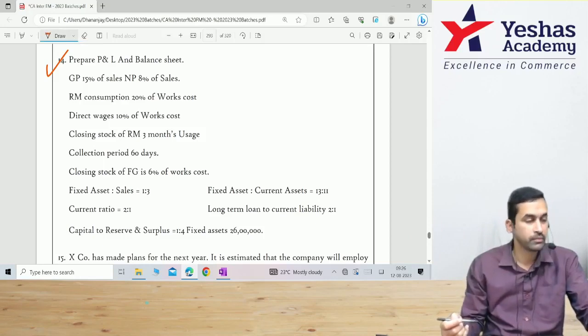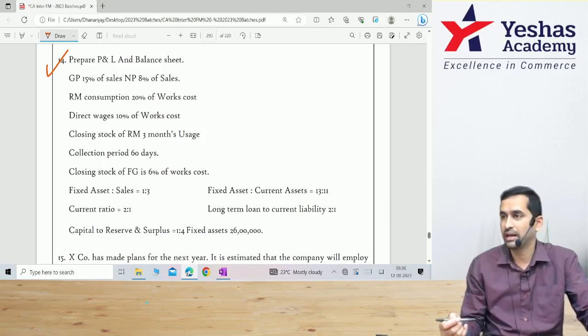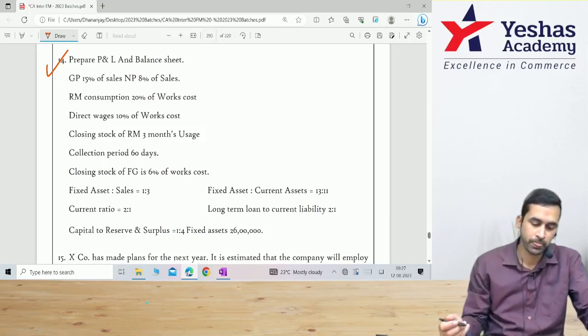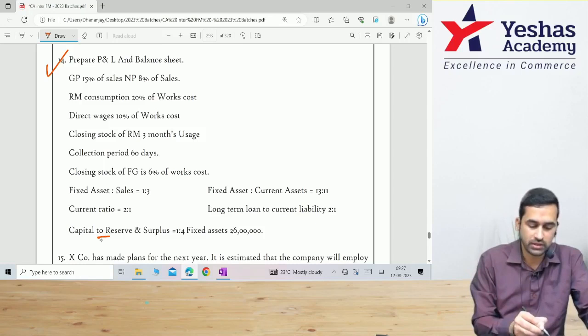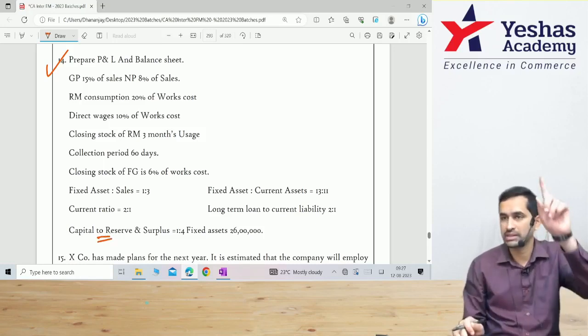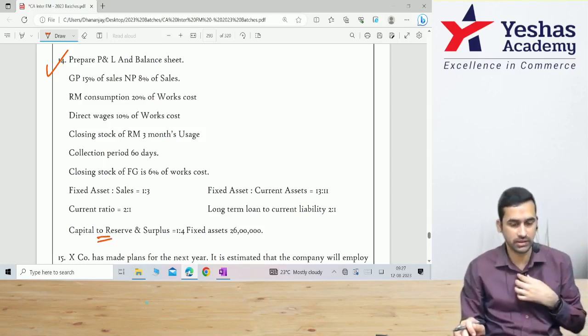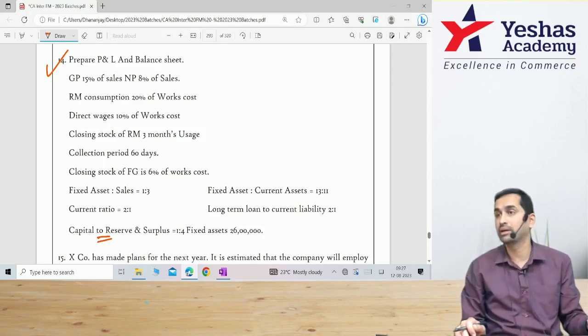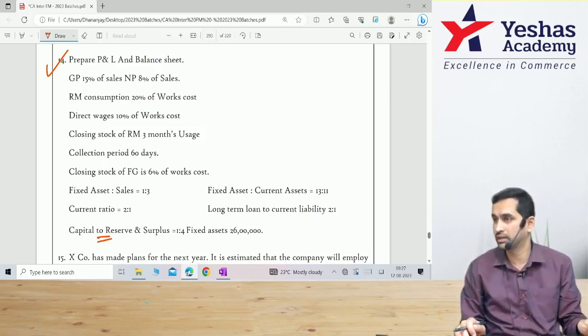Current ratio given. Long-term loan to current liability is 2 is to 1. That means if you get one of the two numbers, the other number can be found out by cross multiplication. Capital to reserve is 1 is to 4. That means capital divided by reserve is 1 divided by 4.